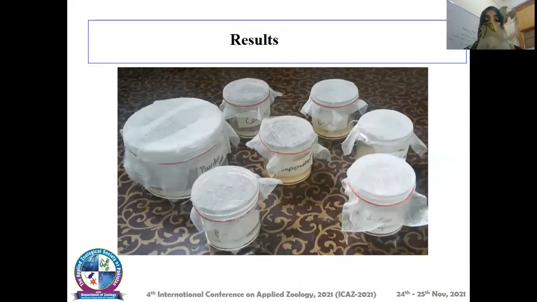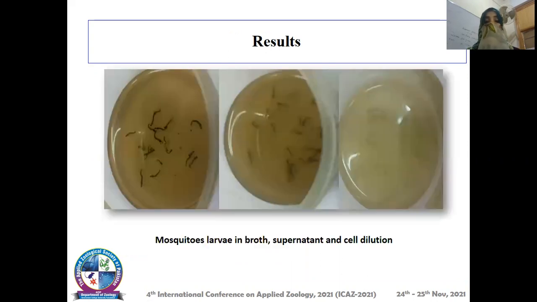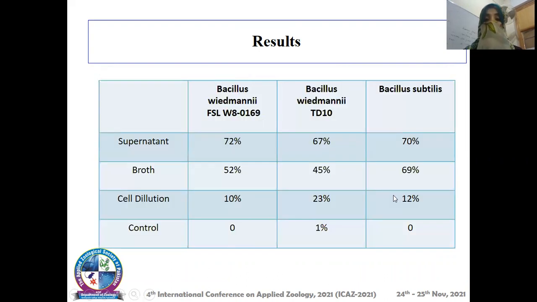These are the images which I took during the activity. These are the containers which I used for checking the activity, in which I kept all these three mediums, and one for the control I kept for getting an accurate result. Here you can clearly see the dead larvae of mosquito. This is the whole result.